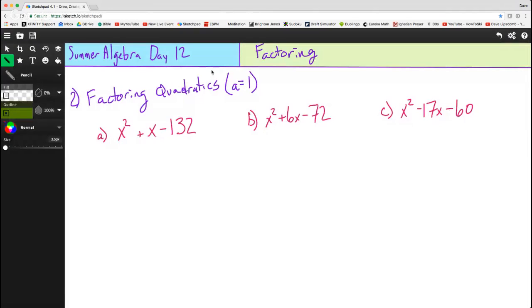Now we're going to move on to factoring quadratics, a equals 1, where we get these big numbers. Now we've got to find numbers that add to 1, but they multiply to negative 132. And sometimes we have a hard time figuring out these kinds of numbers. So numbers that add to 1 and multiply to negative 132 have to be a positive number and a negative number.